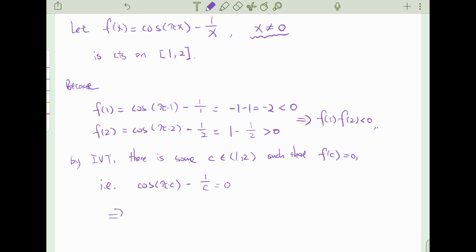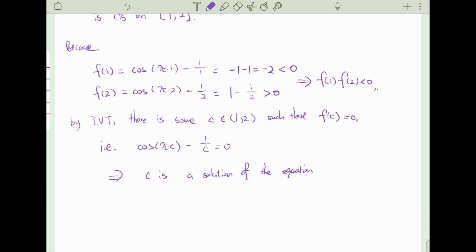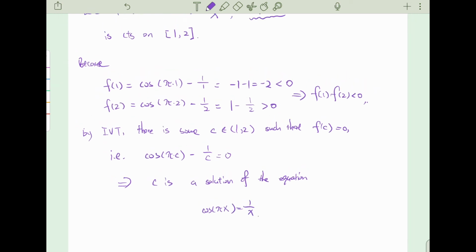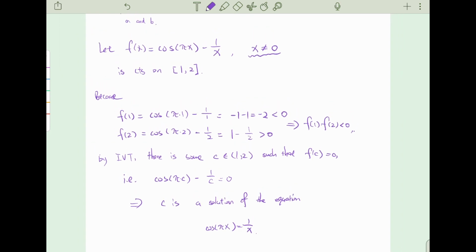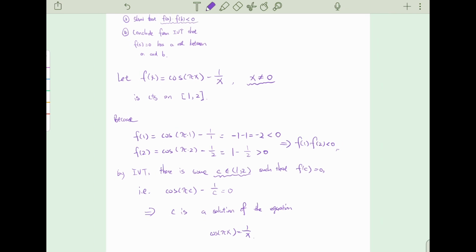And it means that C is a solution of the equation cos pi x equal to 1 over x. Okay, right? So we have successfully found a number C in between 1 and 2, such that C is a solution of this equation. That is the requirement of the question.